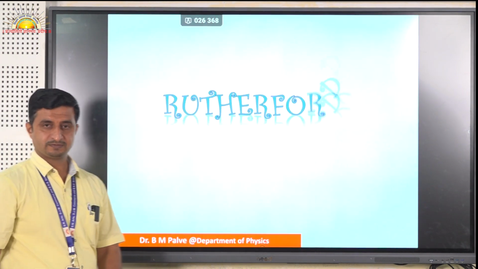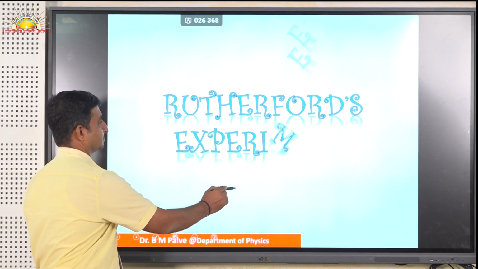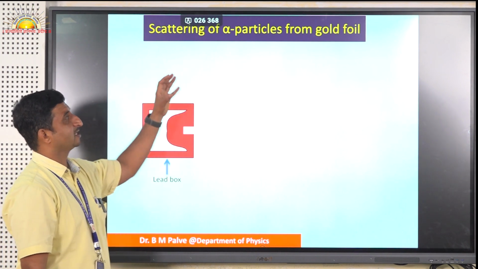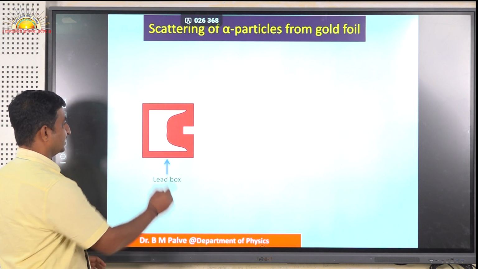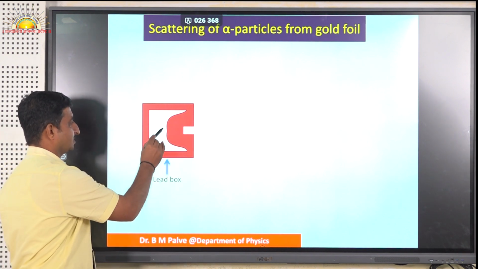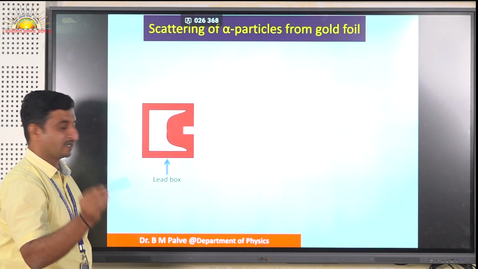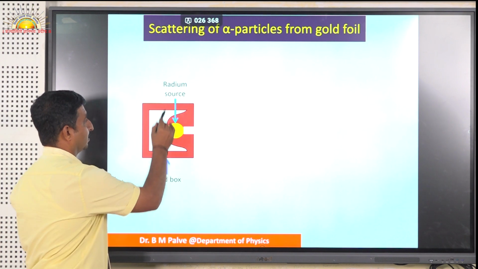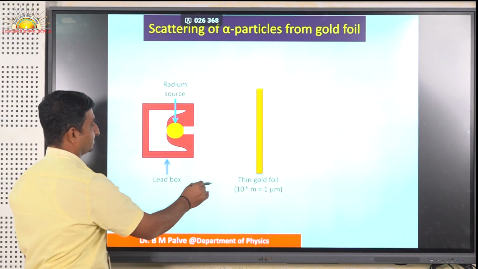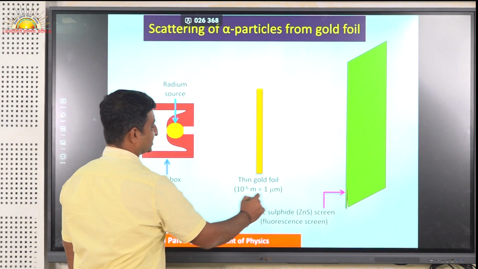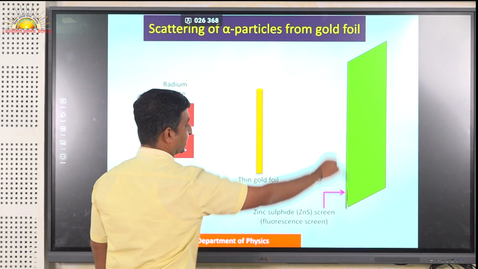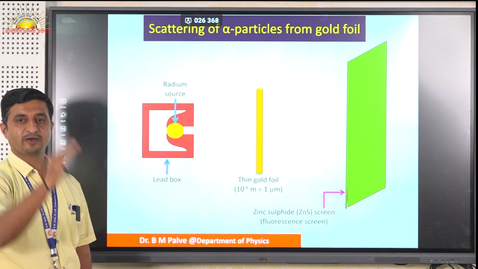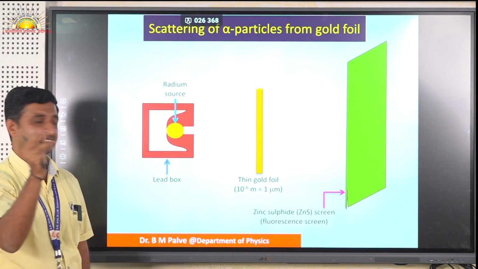So, Rutherford's experiment. This experiment is the scattering of alpha particles from gold foil. This is a lead box, and inside the lead box there is a radium material, which is a radioactive material, and this radium material emits alpha particles. This is a thin gold foil of thickness 10^-6 meter, and this is a photographic plate, covered by a zinc sulfide screen. When alpha particles bombard the photographic plate, the alpha particle flashes light.